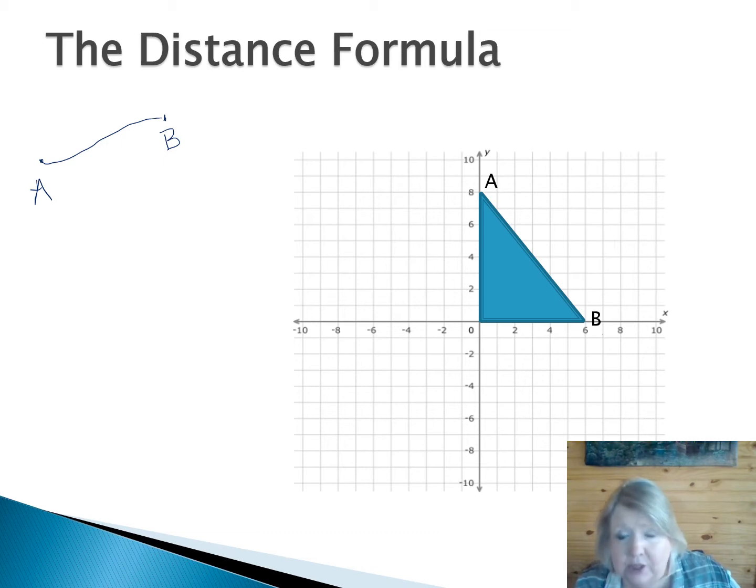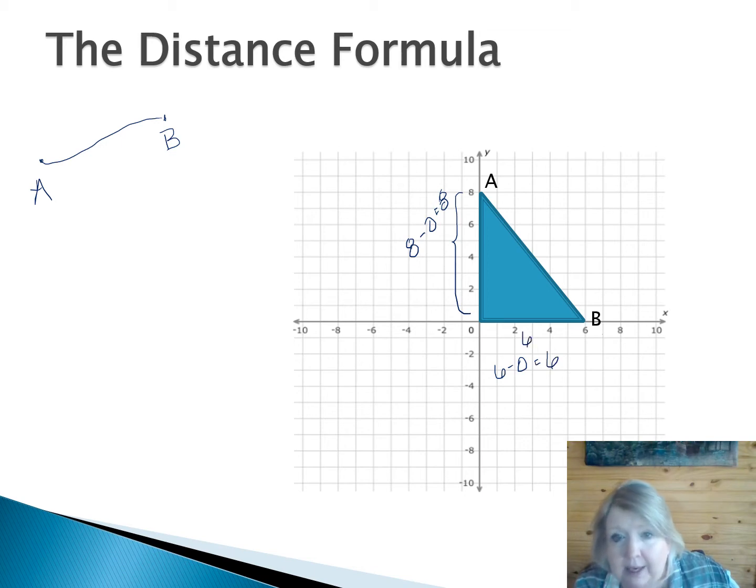Now, how do I determine the distance? Most of us would actually count, but officially in elementary school, we learned that to find the distance, I would say 8 minus 0, which would give me the distance being 8. Then I would do the same here. I would say 6 minus 0 to get my 6.